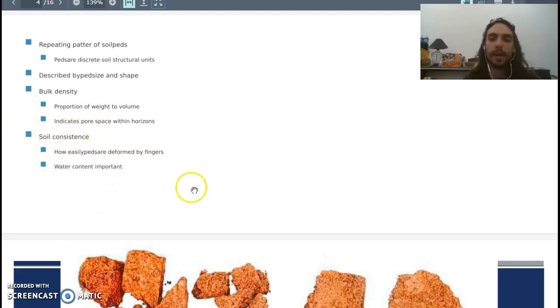And that's how we determine the physical properties of soil: how much water it can hold, how easily it's deformed by our fingers, which also has to do with how much water is held, and how dense it is. That also has to do with how much water it can hold versus how much water is let through the pore spaces, like sand.